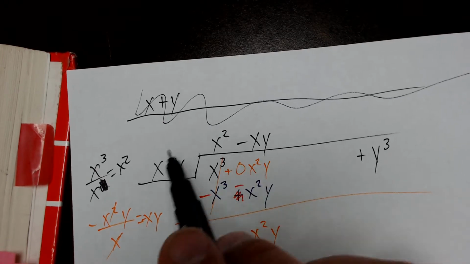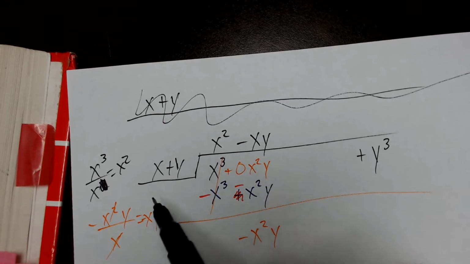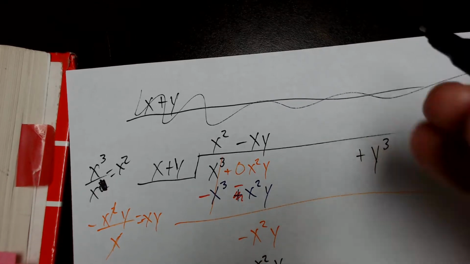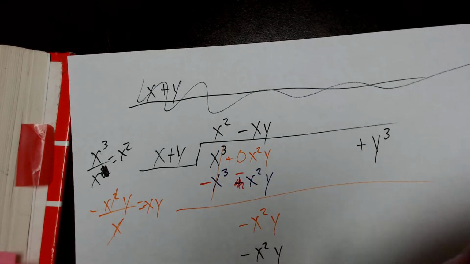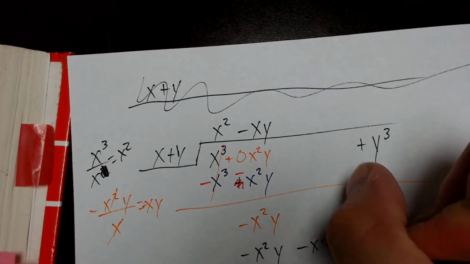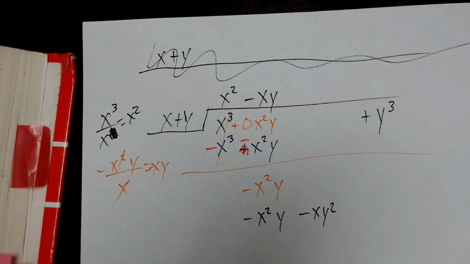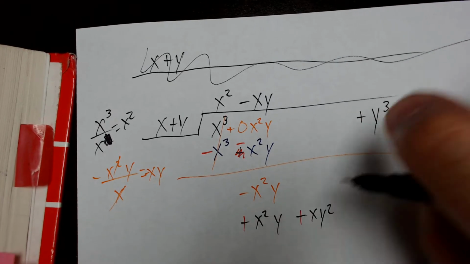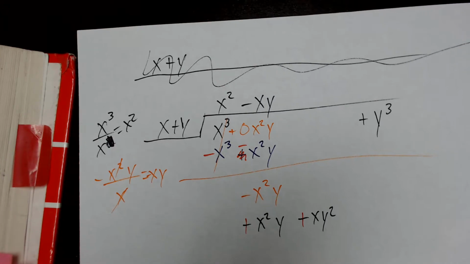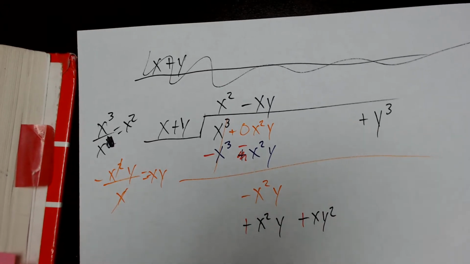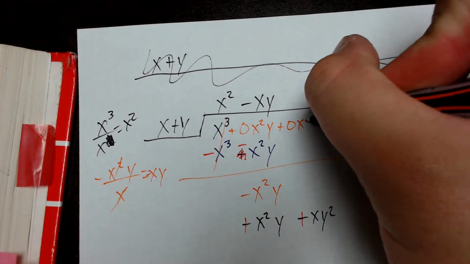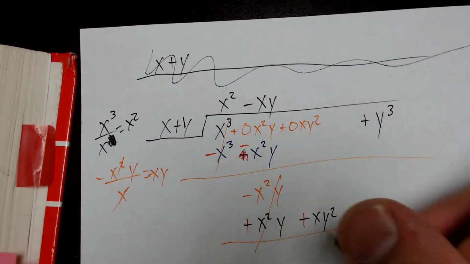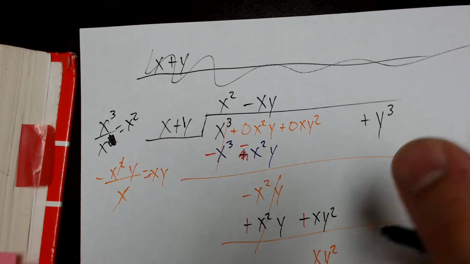Now I'm going to take negative xy and FOIL. Negative xy times x gives me negative x squared y. Negative xy times plus y gives me negative xy squared. Now we go to the subtraction step. I change not one but two signs. I know that this top term now is going to be xy squared, so I put plus 0xy squared. Go ahead and add those. This one cancels, and I just get left with xy squared.